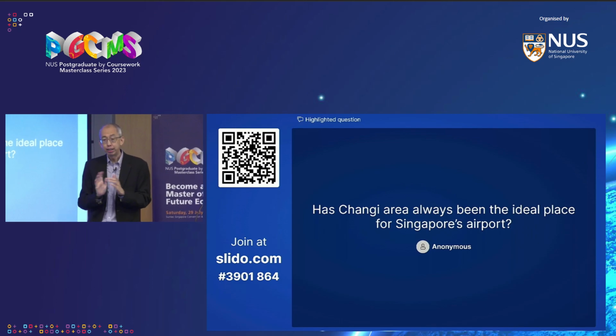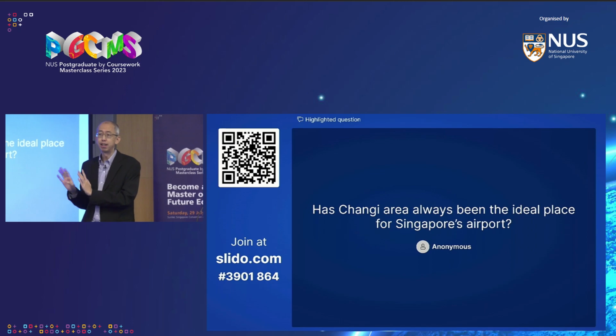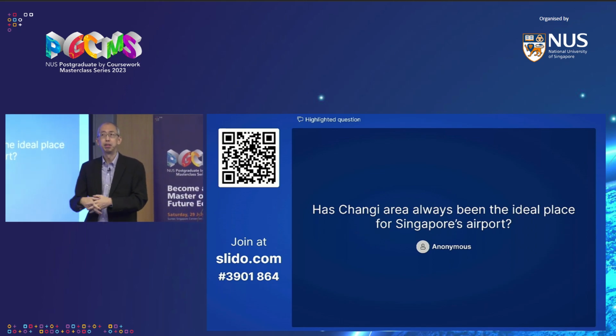So right now, yes, Changi is the ideal place for Singapore's airport because it's right at the end and it doesn't disturb anybody and it's relatively accessible and has enough space to expand. Yes. Next question.